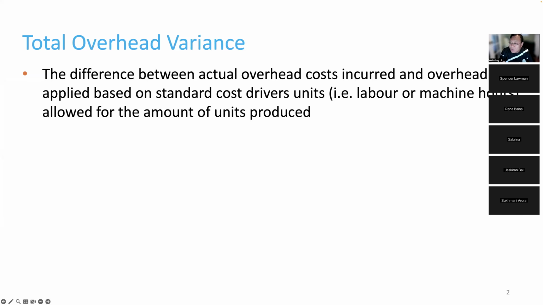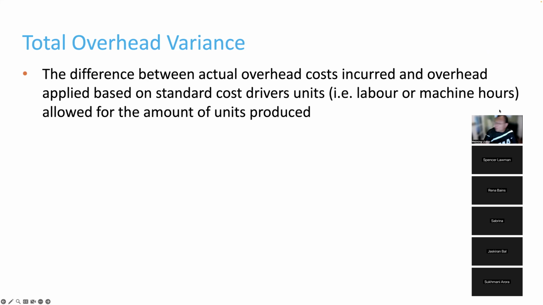So what is the total overhead variance? Total overhead variance is when you compare the actual overhead cost versus the overhead applied. The overhead applied is based on standard cost driver units, the driver units allowed for the amount of units produced. It's easy to know the actual overhead cost, but what is the overhead applied?